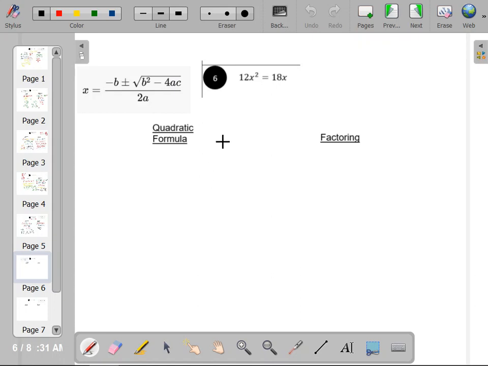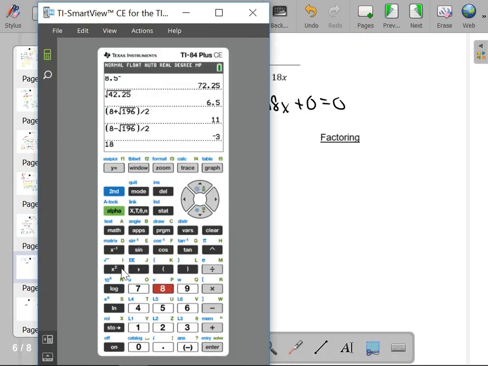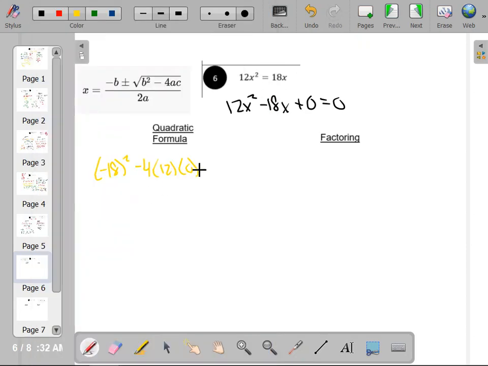Number 6, start off quadratic formula, but this one's a little goofy. 12x squared minus 18x, and then you can say plus 0 if you want. If you need to know what c is, it's 0 in this problem, but you got to get everything on one side to do it in both of these methods. So the discriminant is negative 18 squared minus 4ac. Wait a minute. 4 times 12 times 0, that's going to be 0. So this is just coming out to be 18 squared. So 324. The discriminant is 324. Well, that's a perfect square. It's 18 squared. So I know it's factorable.